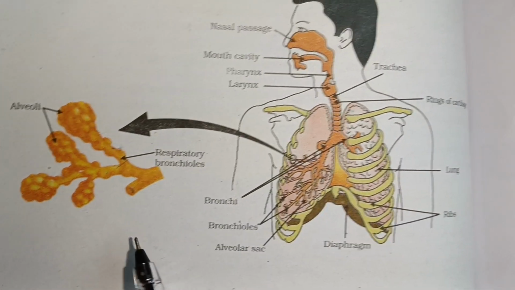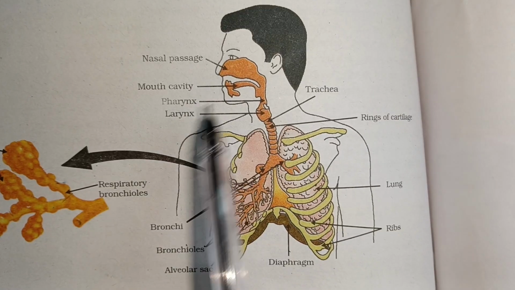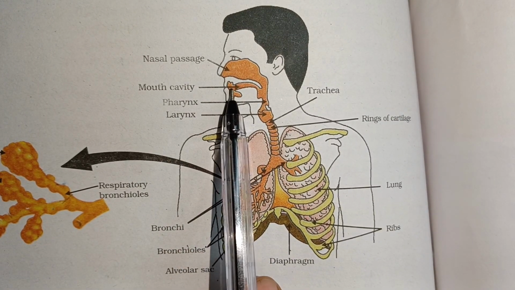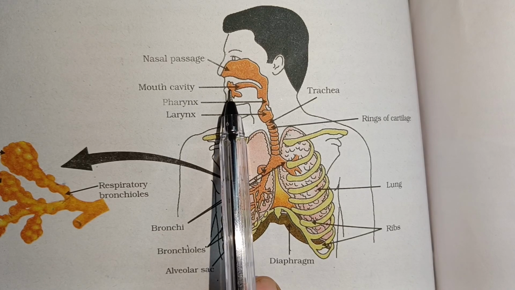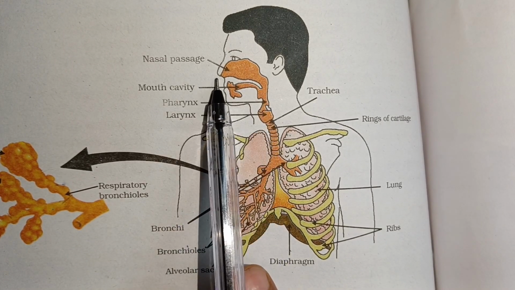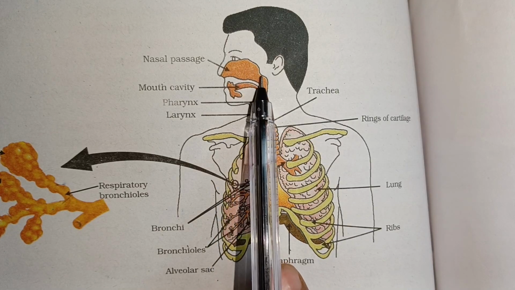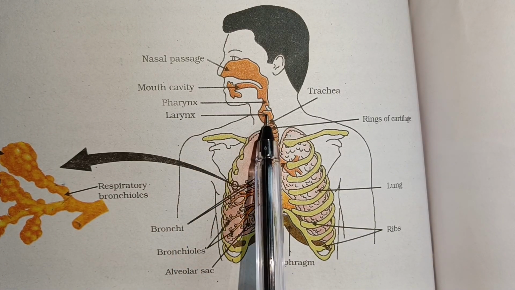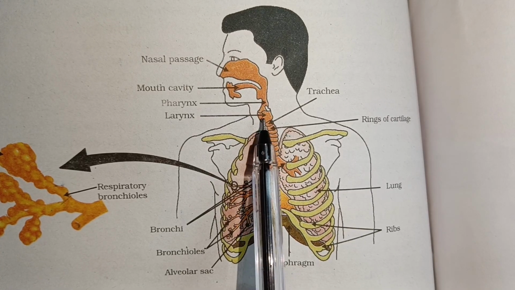Now we will discuss how air will enter through the nasal passage. Sometimes if you have a cold or something like that, you will respire through your nose also, mouth also. So both the openings are common. Now the air will enter your nasal passage and it will start to go inside your sound box, which is the pharynx and larynx. They will help you to produce the sound using the air.